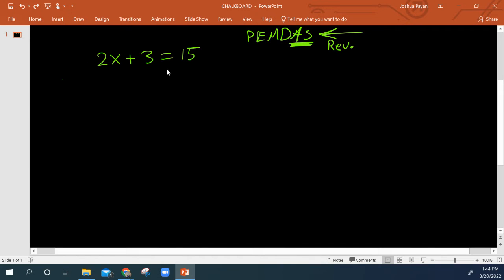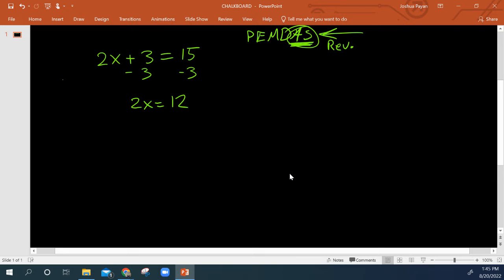Okay, so for example, we would start here. This plus 3 is furthest away from the x. Addition subtraction is what we're going to get rid of first. So I'm going to do minus 3. What I do to one side, I do to the other. 2x equals 12.